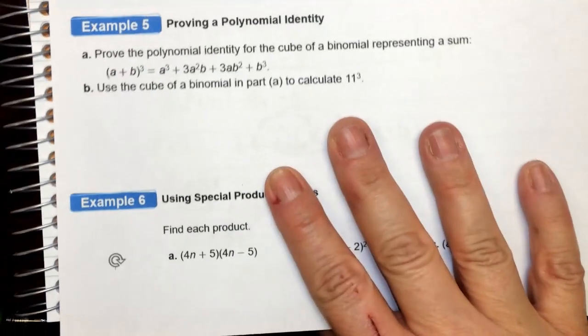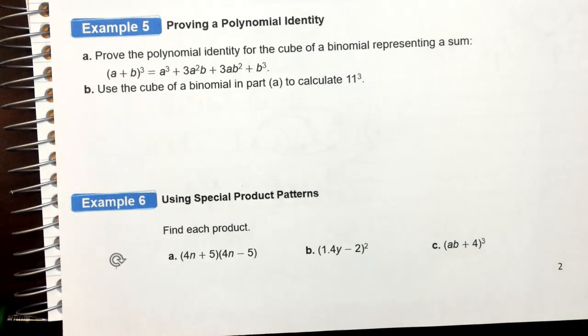Looking at example 5. So prove the polynomial identity for the cube of a binomial representing that sum. Use the cube of a binomial in part A to calculate 11 cubed.